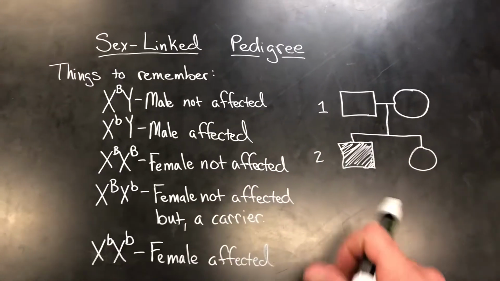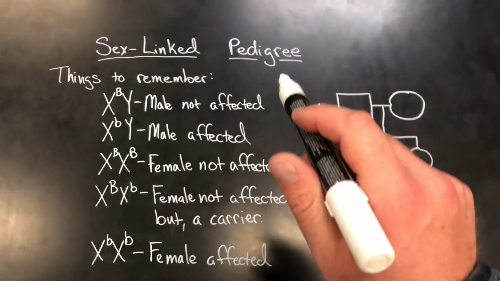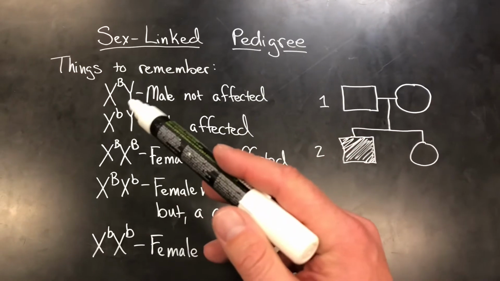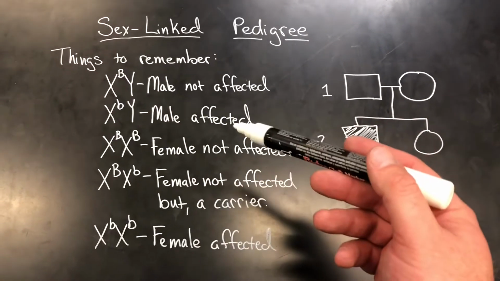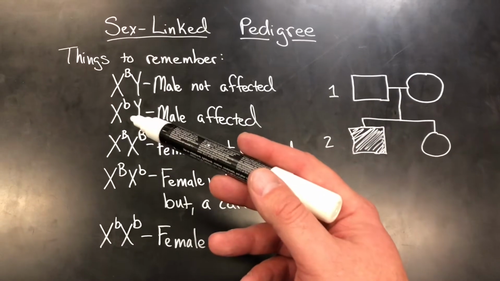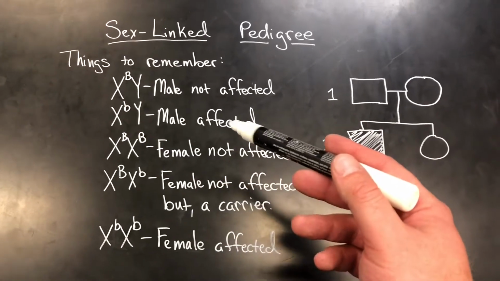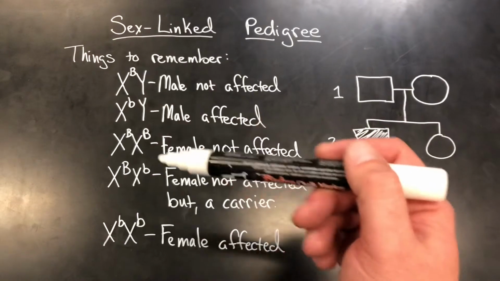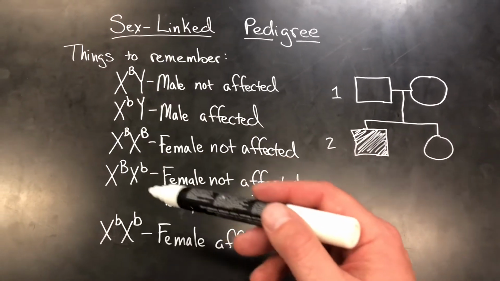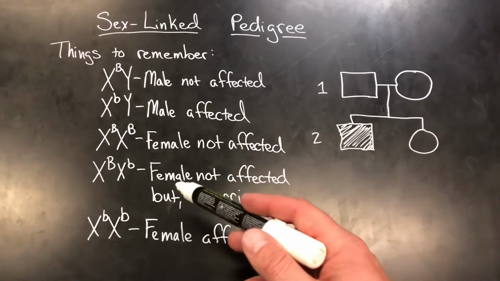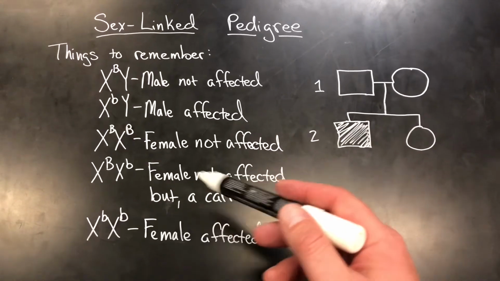Alright, welcome back. So now we're going to be looking at sex-linked pedigrees. Things to remember: X big B Y, you have a male that is not affected with the recessive trait we may be tracking. We have X little b Y, the male is affected, because he obviously has the one lowercase b. Female not affected because she has two dominant traits, we're tracking the recessive one. Female not affected but is a carrier.